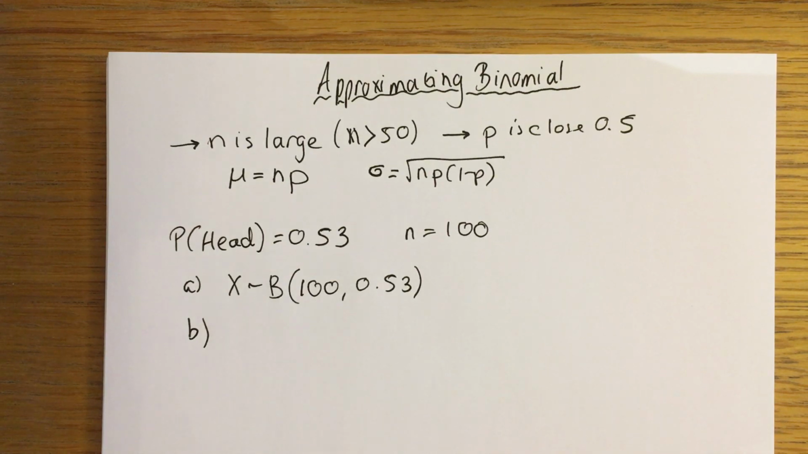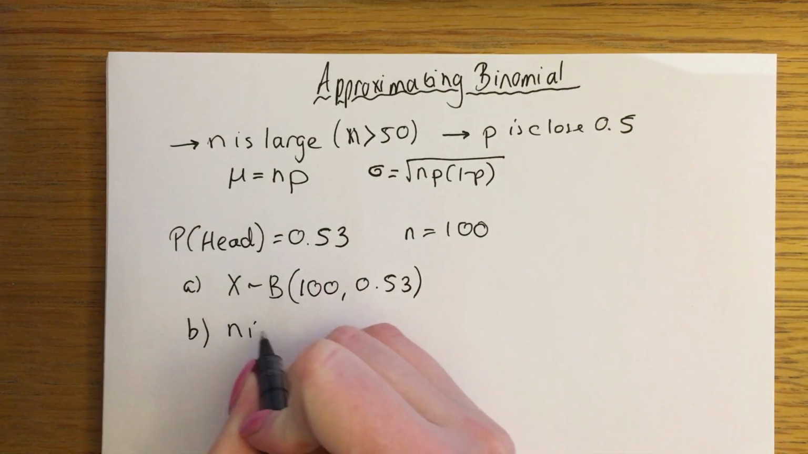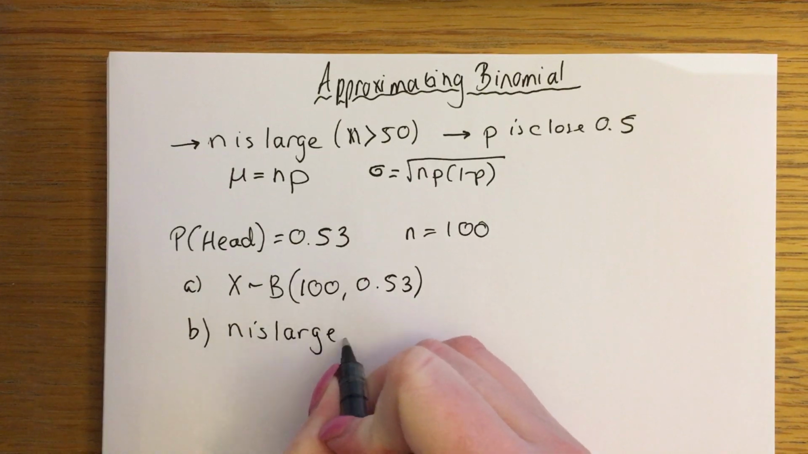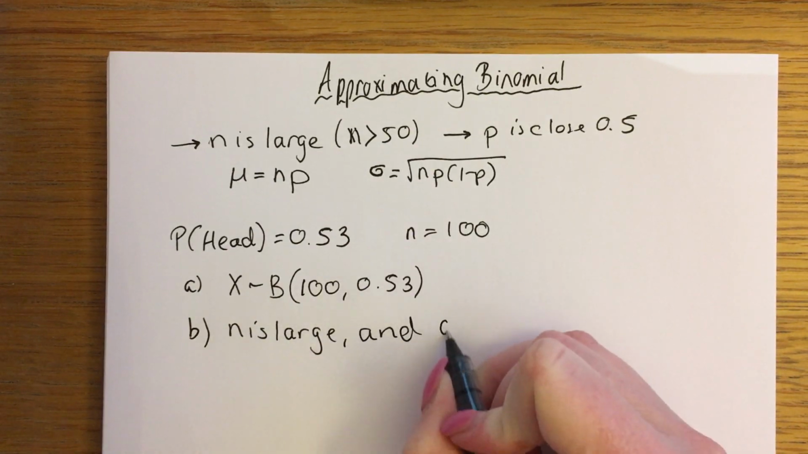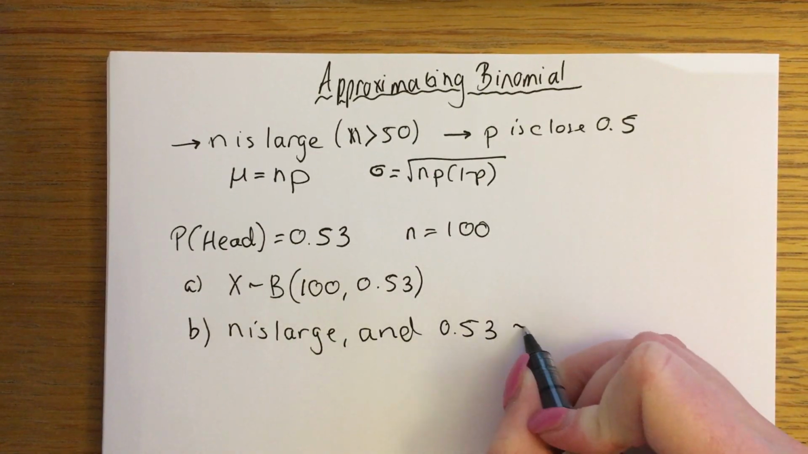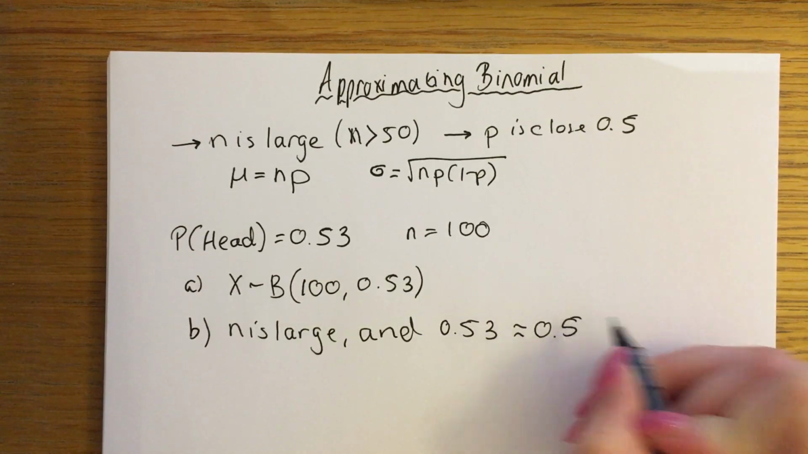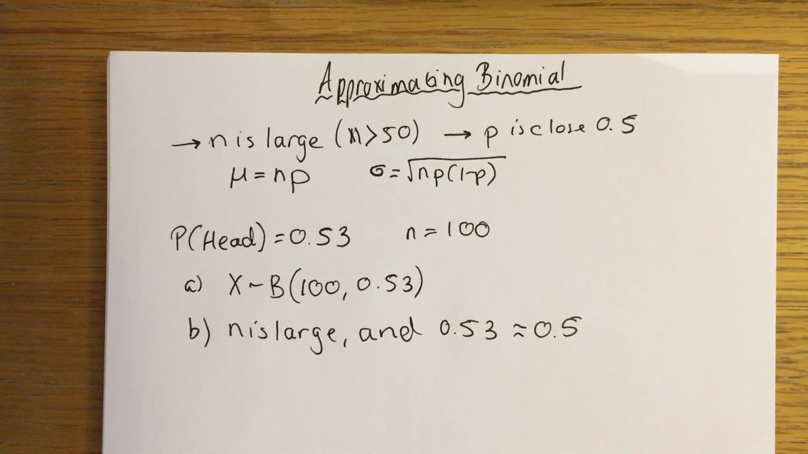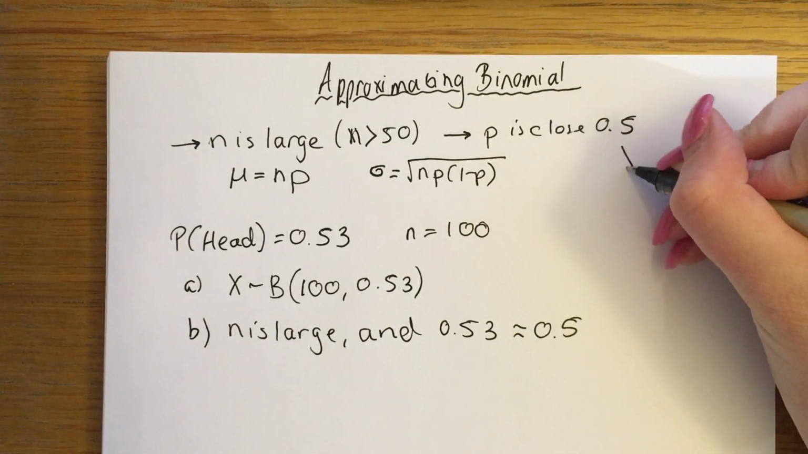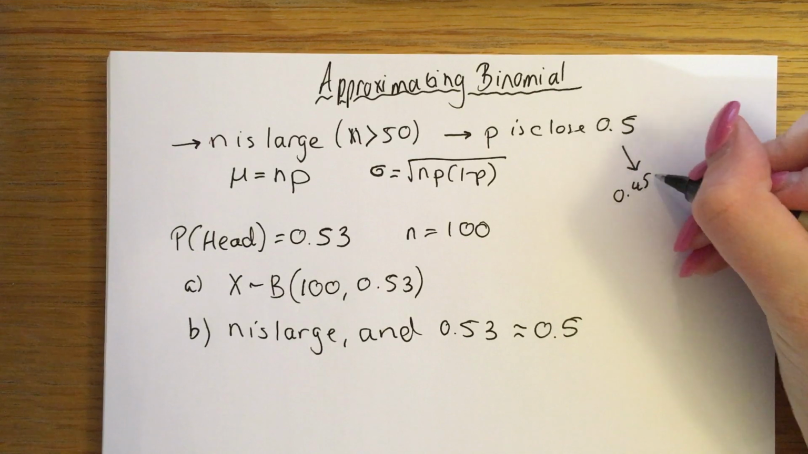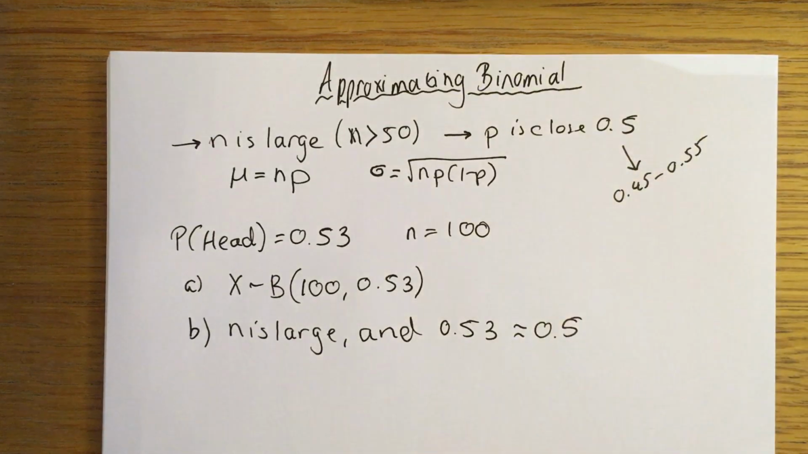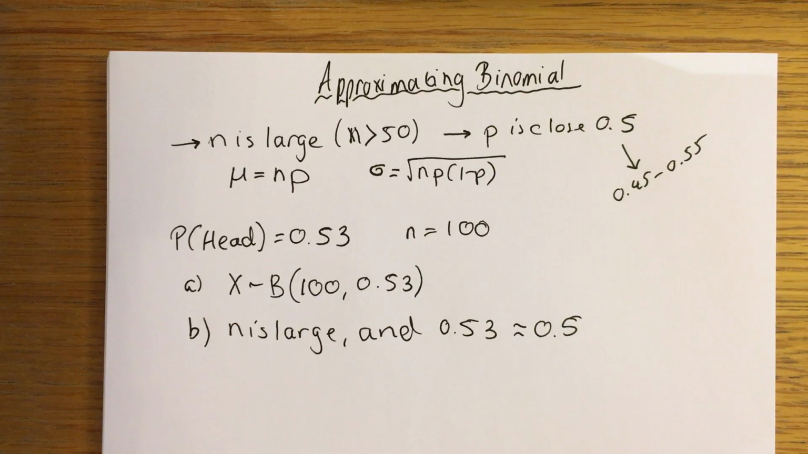Well, we know it can because n is large and the probability of success, 0.53, is approximately 0.5. So I'd say for anything being close to 0.5, probably anything within 0.45 to 0.55 would be acceptable on that front. Is what I would assume they would probably do.